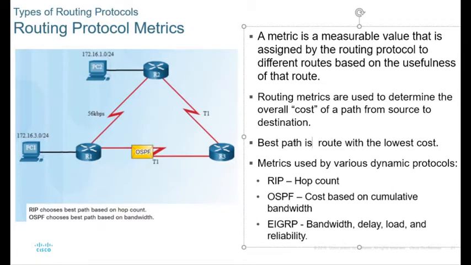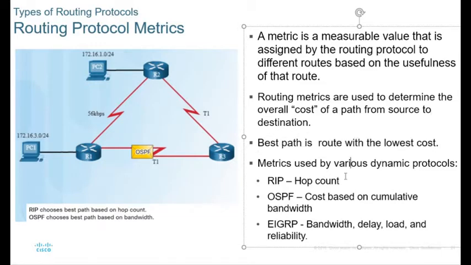The best path is the one that is chosen by routers depending on what particular routing protocol they use, because their metric computation behaves according to their routing protocol implementation. So again, the best path is the route with the lowest cost.